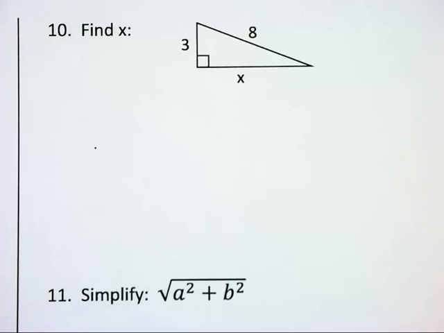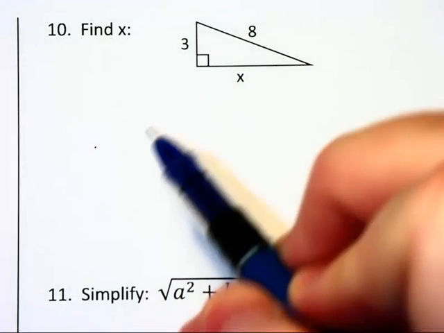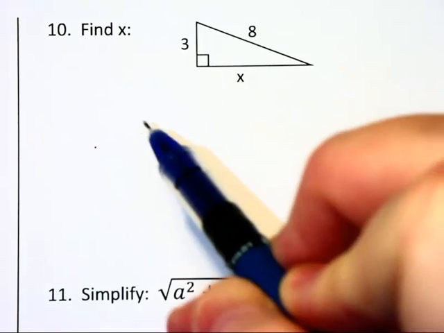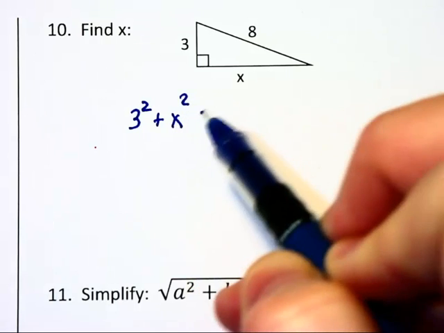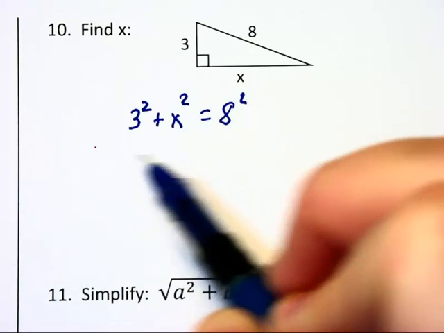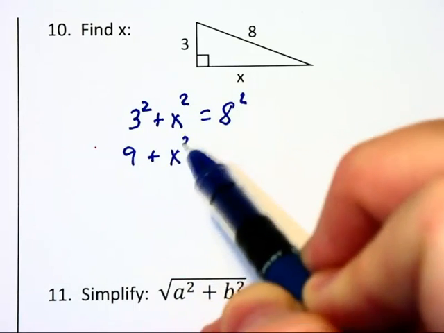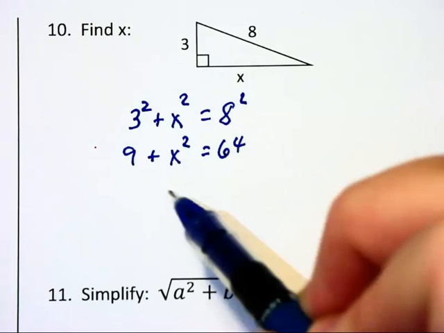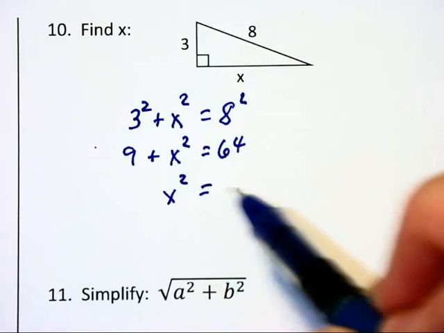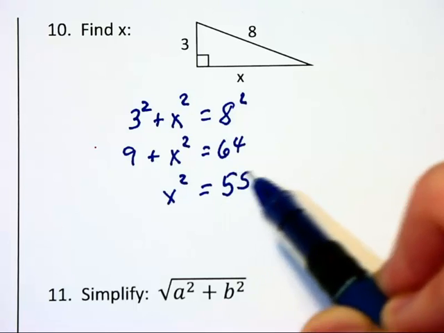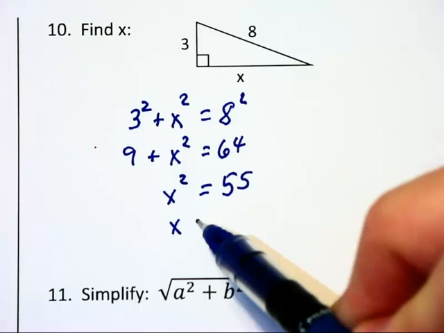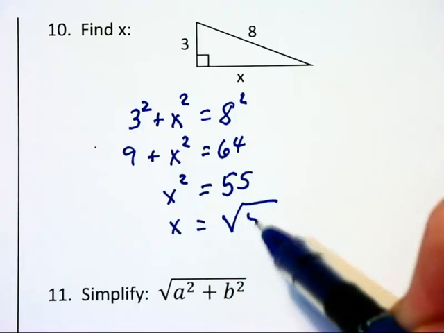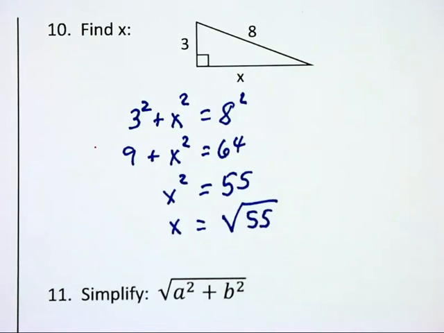Now let's use the Pythagorean Theorem to find x. We know a squared plus b squared is equal to c squared. So for us, we're going to say 3 squared plus x squared is 8 squared. So 9 plus x squared is equal to 64, and x squared is going to equal 55. Well, we're not interested in x squared, we're interested in x itself, which ends up being the square root of 55 that cannot be simplified.